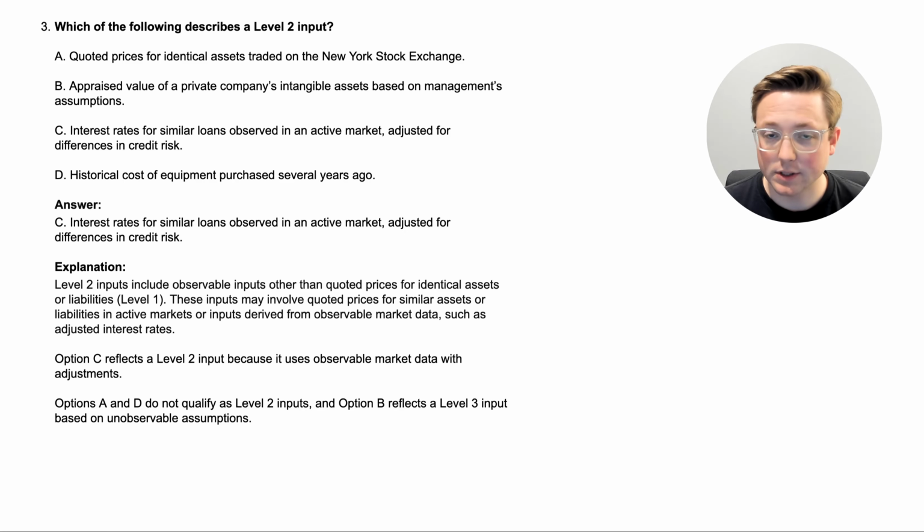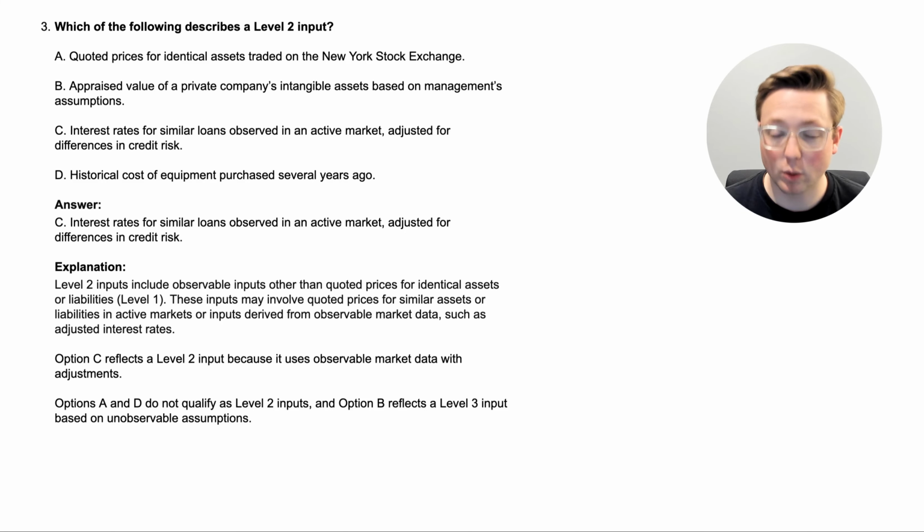So kind of the difference there is this is for similar assets, or it's for observable things, like things you have to kind of go look for yourself, but it's there to observe. Whereas with level 1, the information is immediately available. You don't have to figure it out or search for it. It is available. You can see the data that you need. Whereas with level 2, it's specifically for similar assets, or sometimes it can be for identical assets, but in an inactive market. So that's what level 2 is. Option C reflects a level 2 input because it uses observable market data with adjustments, and you might have to adjust things with level 2 input.